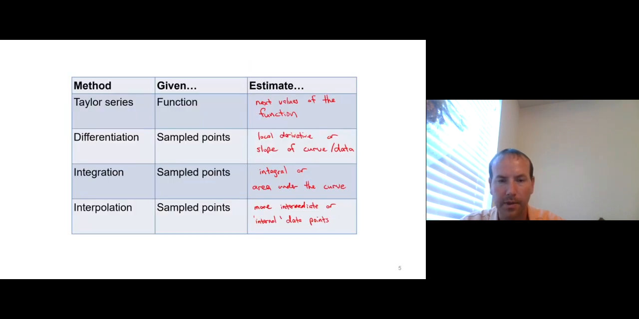Before we get into interpolation, let's take a look at a very quick review of the topics we've seen so far. Taylor series starts with a function, and that allows us to estimate next values of a function. Differentiation takes sample data points and calculates the local derivative or slope of the curve or data. Integration, instead, takes sample data points and calculates the integral, or the area under the curve. And finally, what we'll be talking about today is interpolation, which also takes sample data points as the input. What it does is calculate intermediate values or internal data points between the data points that you already know about.